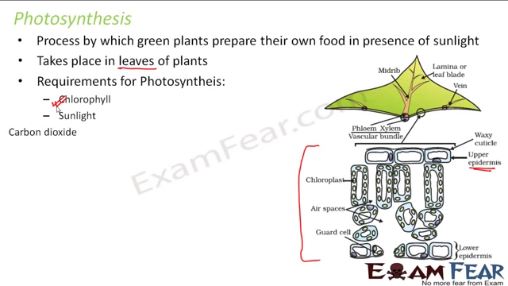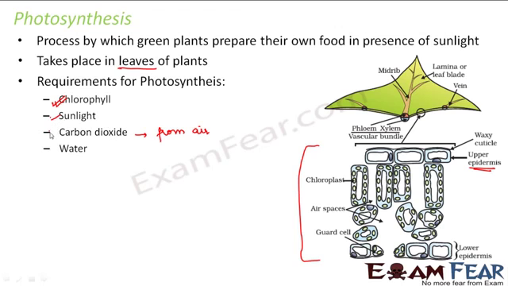Next is sunlight, carbon dioxide and water. So now how do plants get each of these things? Chlorophyll is already present in plant leaves, so they do not need to get it from outside. Sunlight is naturally available to the plants. Carbon dioxide it gets from the air. So how does it get it from the air? It gets carbon dioxide from air through small pores which are present on the leaves of the plants known as stomata. We will talk about stomata in the next slide.